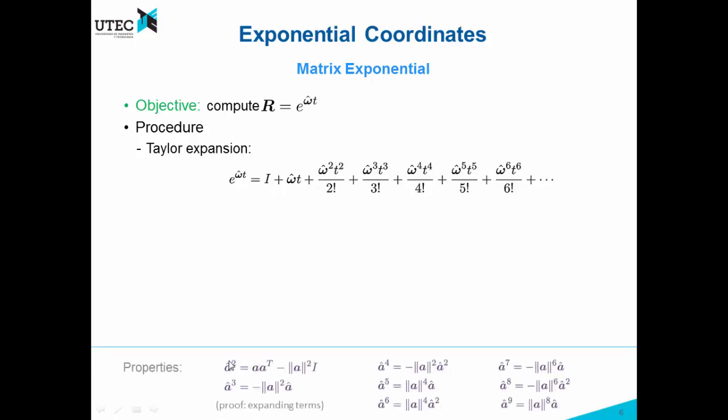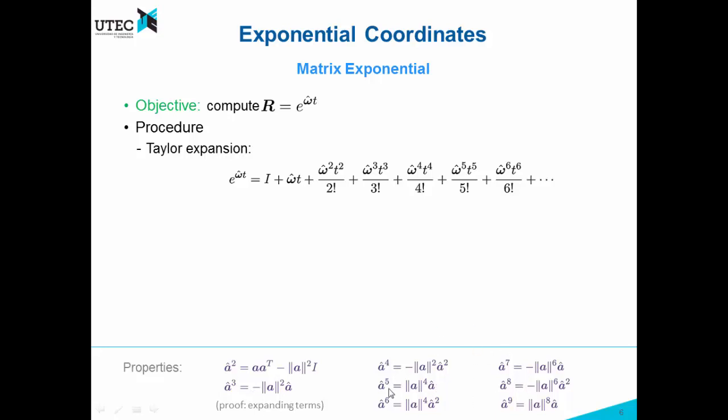So we have some properties. For example, omega hat squared is equal to this expression, and this is equal to this expression. You can show this by expanding all the terms. So you expand the terms here, you expand the terms here, you expand the terms here, and you will see that both hold true. Using these two elements, you can show that this all holds true.